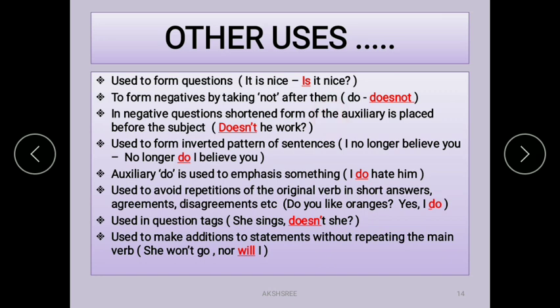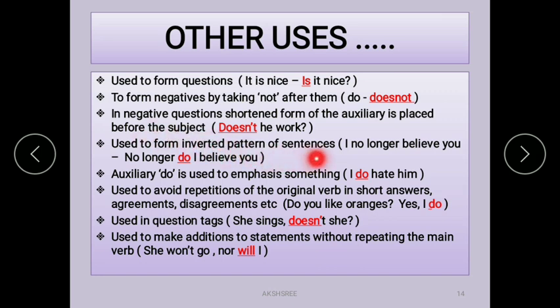To form a negative sentence or negative expression, we will use auxiliary verbs, and they will always be followed by not, that is do not, does not. In negative questions, the shortened form of the auxiliary is placed before the subject, that is, doesn't he work? Doesn't he work is a negative question, so the shortened form of the auxiliary verb is used. Doesn't is the short form of does not.